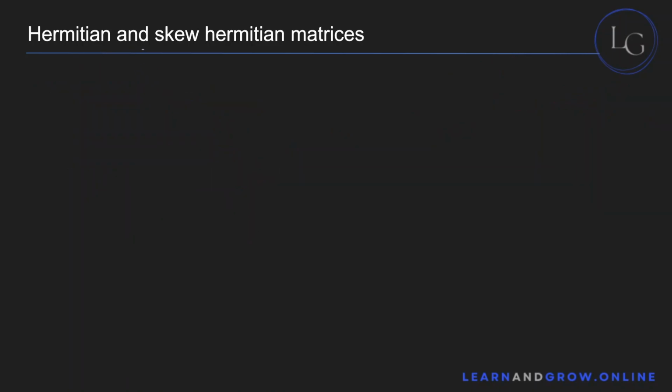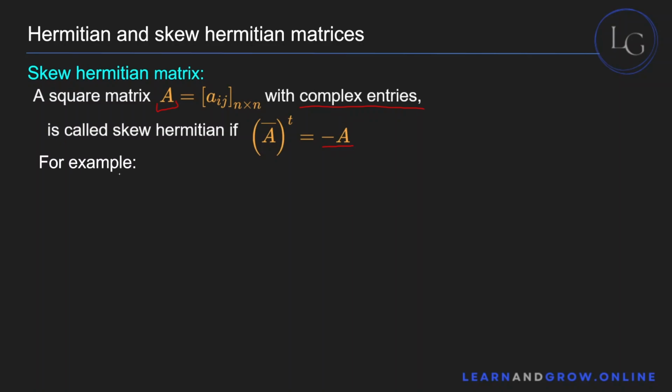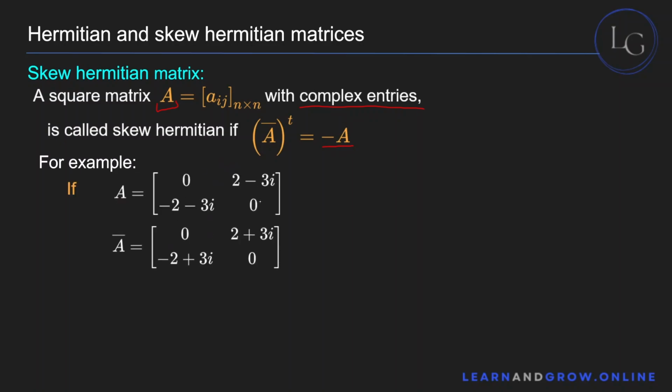Now, Hermitian and skew-Hermitian, we'll talk about skew-Hermitian matrices. We have a square matrix A with complex entries again, and it is called skew-Hermitian if the transpose of A conjugate is equal to minus A. So, for example, look at this matrix here. Now, in the conjugate of this, the zeros will remain zeros, and these complex entries 2 minus 3i will become 2 plus 3i, minus 2 minus 3i will become minus 2 plus 3i. So basically, in the conjugate, you'll just change the sign of the imaginary part of the complex number.